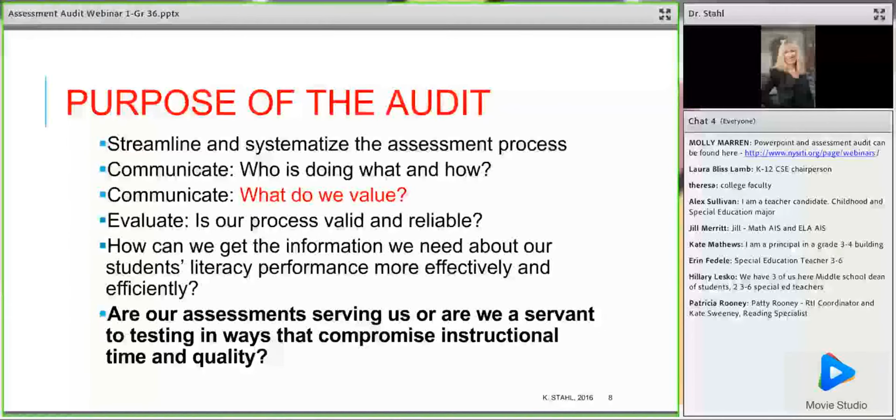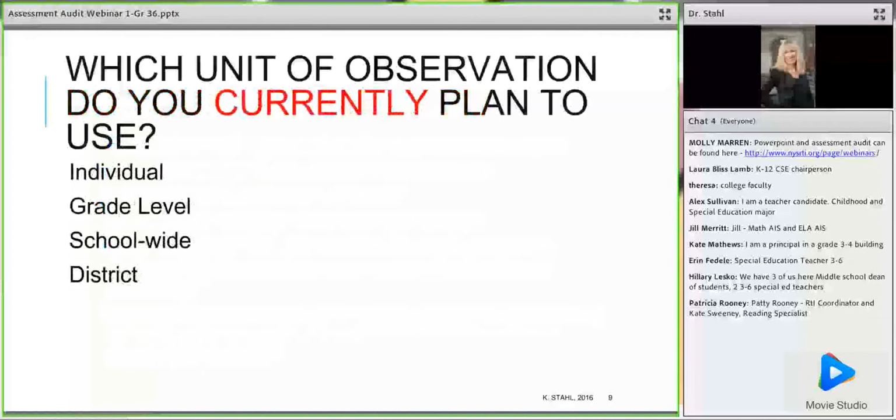And so, in bold print, I think the important thing that we all would buy into as teachers, as interventionists, as administrators, and as district leaders, is this: are the assessments that we are using serving us, or are we a servant to testing in ways that compromise instructional time and quality?